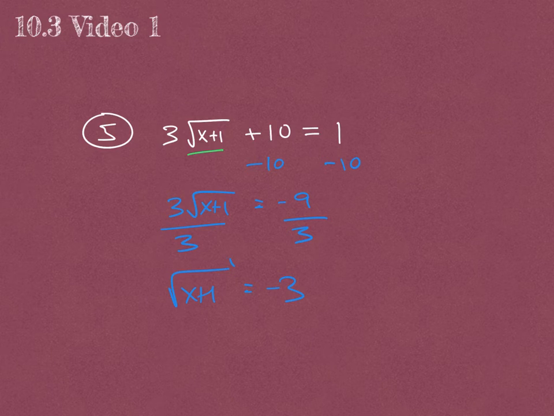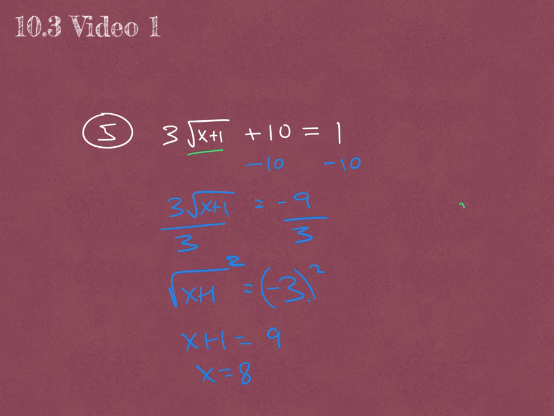So if I square both sides, and since this is a negative, I have to put parentheses around it. If I square both sides, I get x plus 1 equals 9. Because negative 3 times negative 3 is 9. And so that would give me x equals 8.